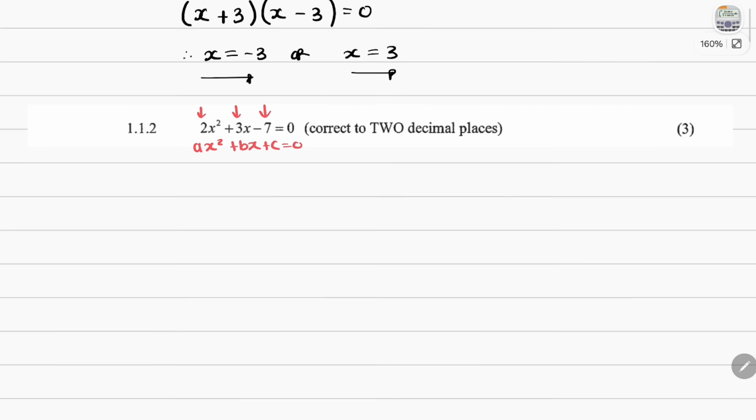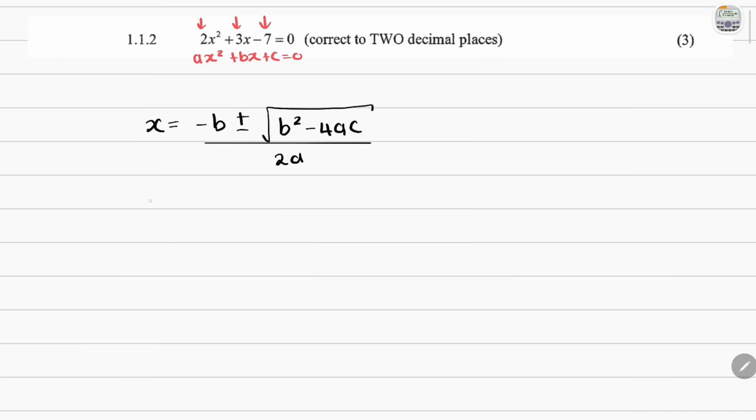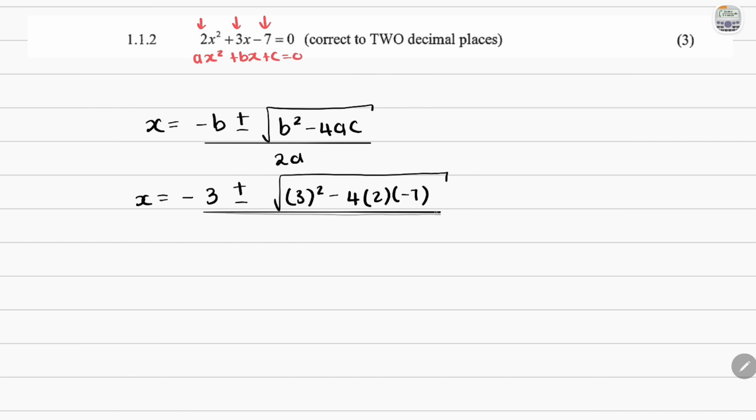So here is our quadratic equation. Then we say x is equal to negative, and we just have b as 3. So we'll say 3 plus minus the square root of 3 squared. I mean, you don't really need the brackets, but it's fine. And then 4a, and then a is 2, and c is negative 7. And then you put that all over 2a. So 2, and then multiply by a, which is 2.